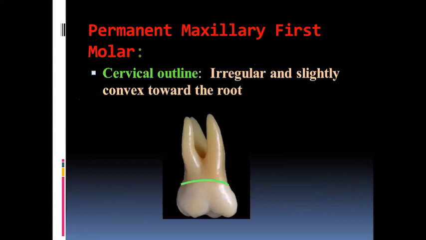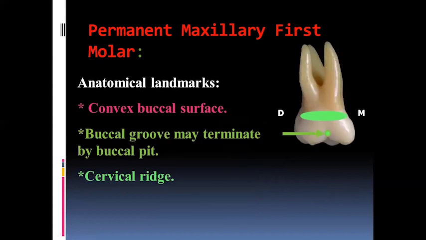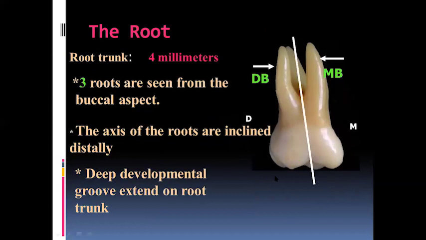Cervical outline is irregular and slightly convex towards the root. This is the cervical outline. Anatomical landmarks: convex buccal surface. The buccal groove may terminate by a buccal pit. This is the buccal groove. Cervical 1/3: this is the cervical ridge. The root trunk is 4 mm. This is the root trunk.